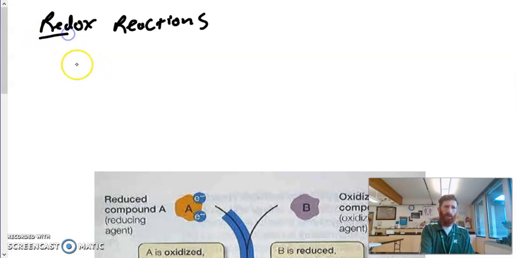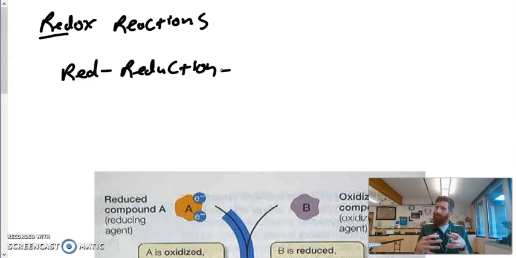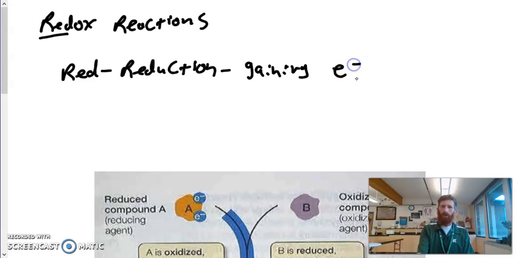So redox, break it down. Red stands for reduction. This is going to sound counterintuitive, but just stick with me. Reduction means gaining electrons. The reason it's called reduction is that before people knew about electrons, they would look at the charges and say, well, it's becoming more negative, so it's being reduced, because electrons have a negative charge. So reduction is gaining electrons.